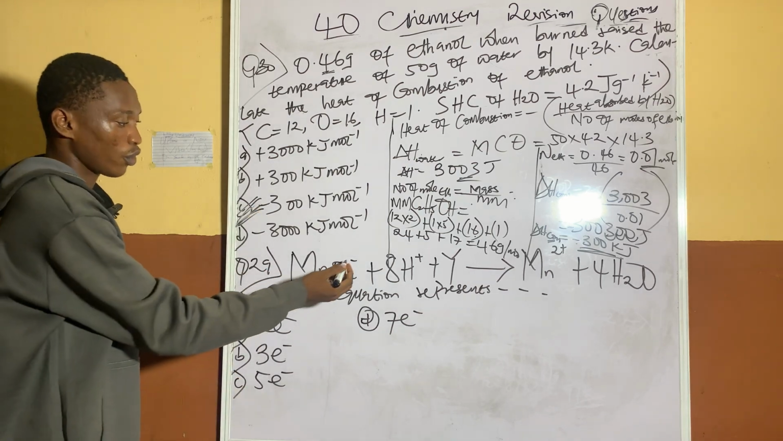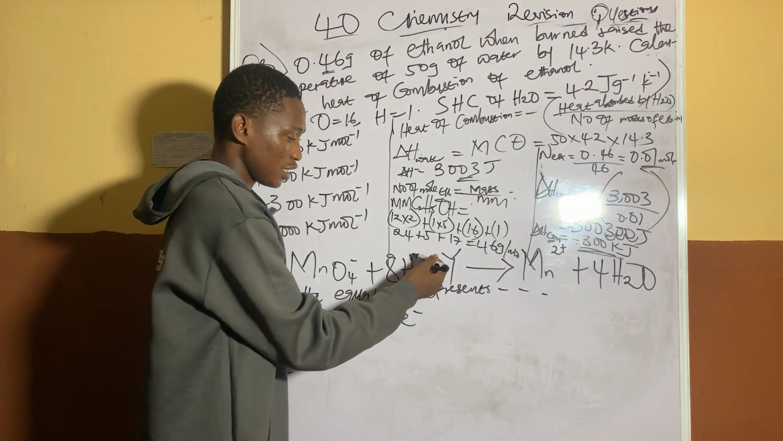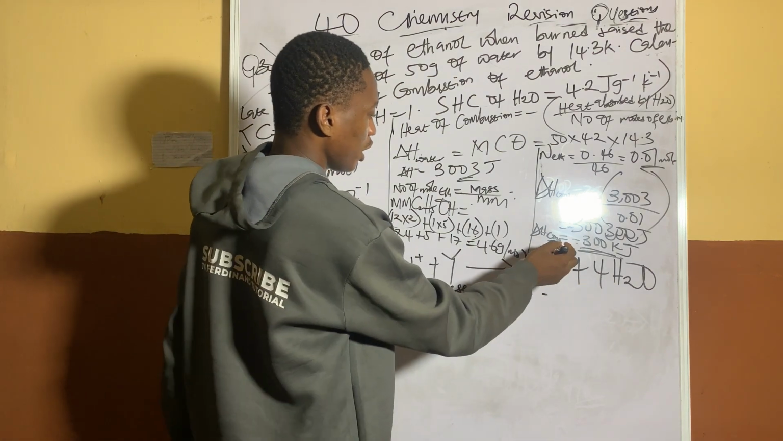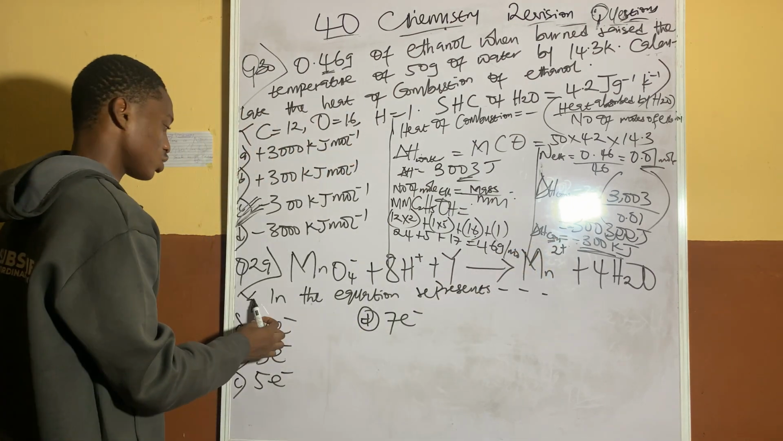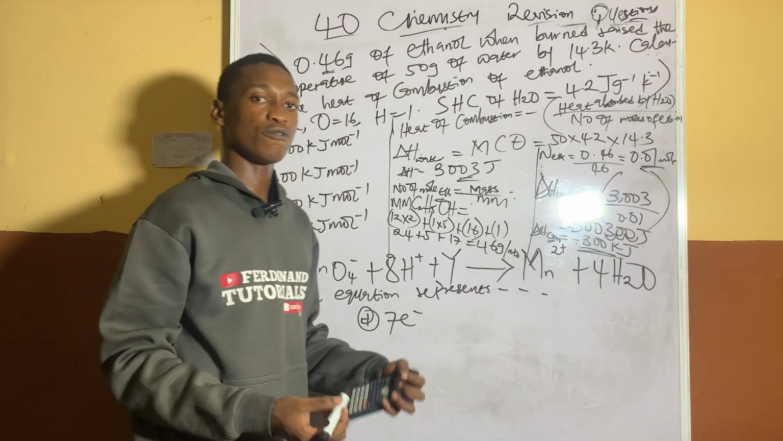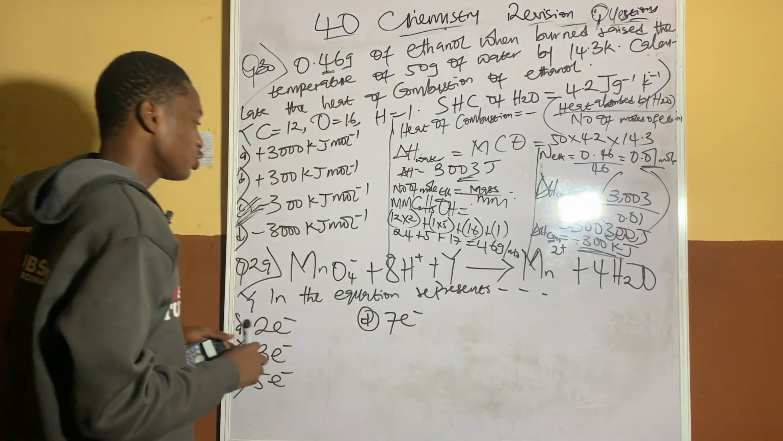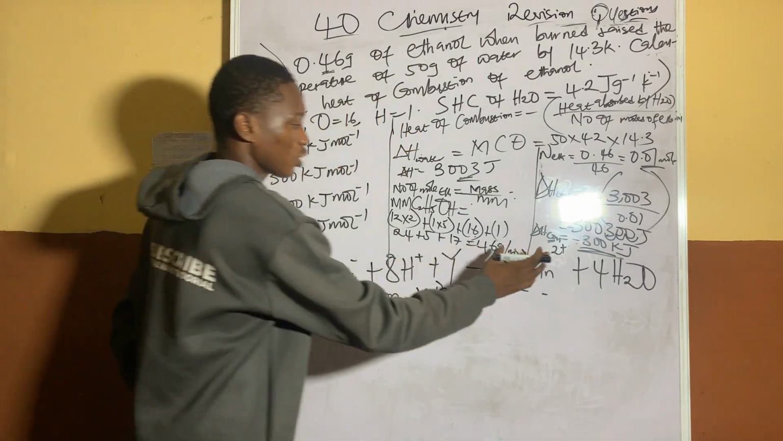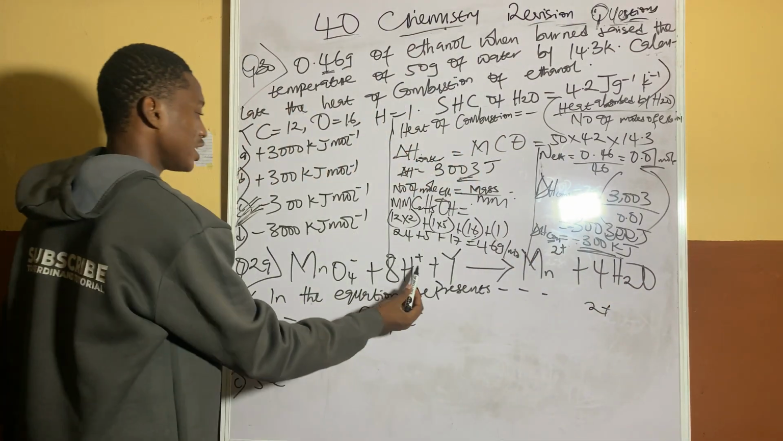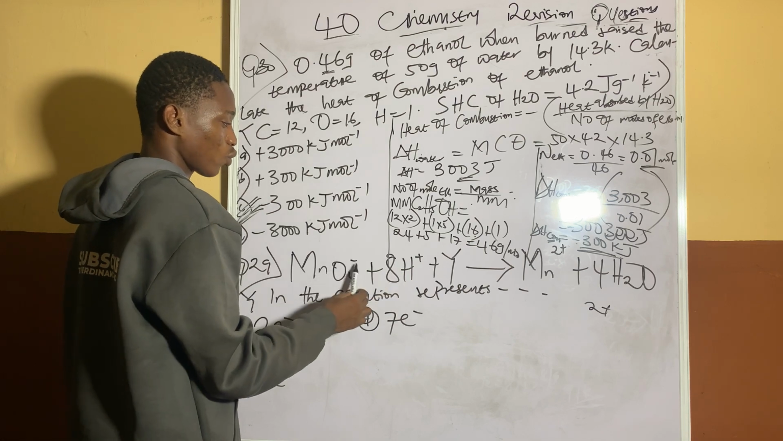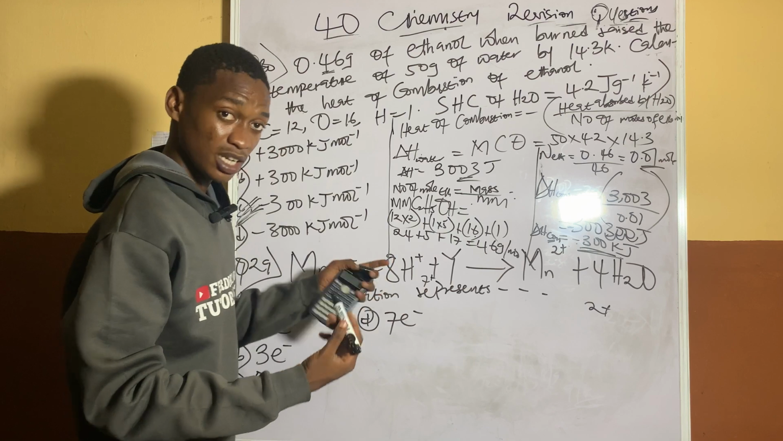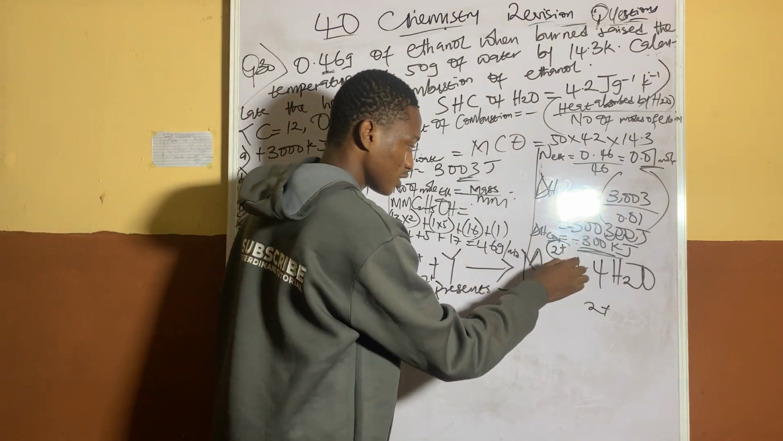It says MnO4 charge plus 8H plus, plus Y will give me Mn plus 4H2O. If you look at this particular place, they ask us what Y in the equation represents. What they're talking about is balancing of the charges that are present. Now, I want you to understand something. If you look here, the total charge at the right-hand side is 2 plus.